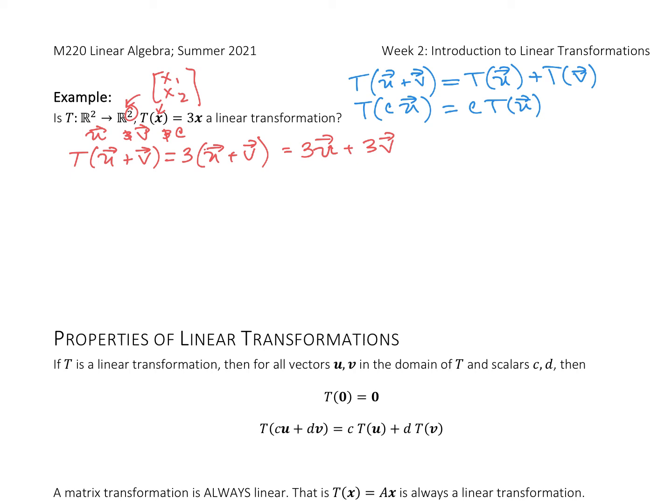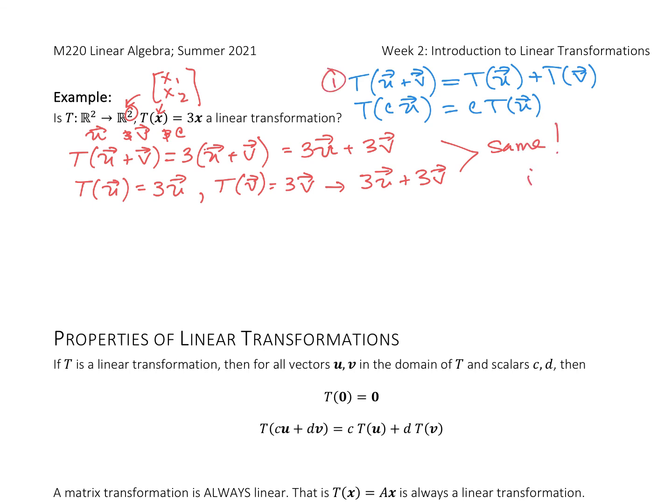Now we can do these individually. If I take my transformation on just U, that's just 3 times my U vector. If I take my transformation on just V, that's just 3 times my V vector. And if I add them up, I get 3U plus 3V. Oh, hey, look, those are the same. So far, condition 1 is true. I've done this for every single U and V. Because I did not put in a specific U or V, I've done it generically and shown that those two things are the same.